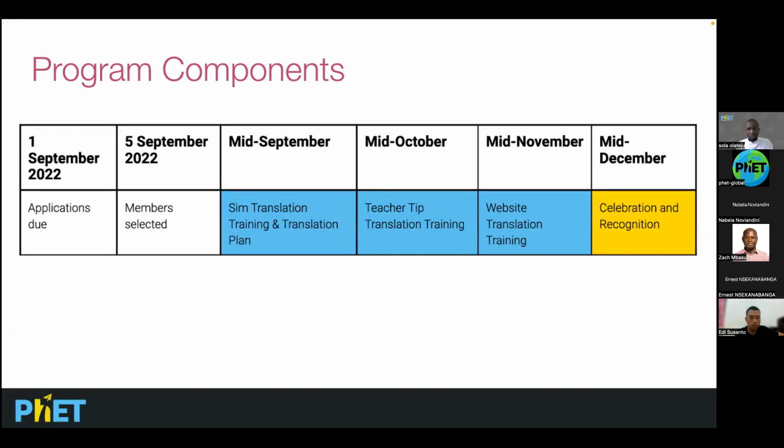Towards the middle of October as well, we're going to meet again for about an hour to learn about translating teacher tips, like I mentioned earlier on. And we're going to learn about translating the PhET website. All of this happens online and does not require any additional tool except a computer and internet connectivity. And towards the middle of October, all of this will be coming to an end.